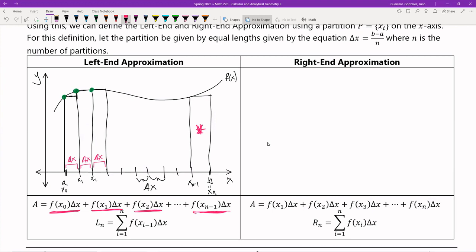Okay, that is the construction for the left end approximation. Okay, and if we want to write this all out in one nice big expression, that is going to be this right here.